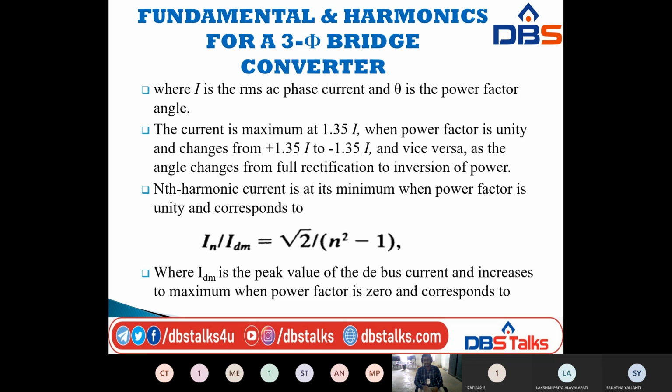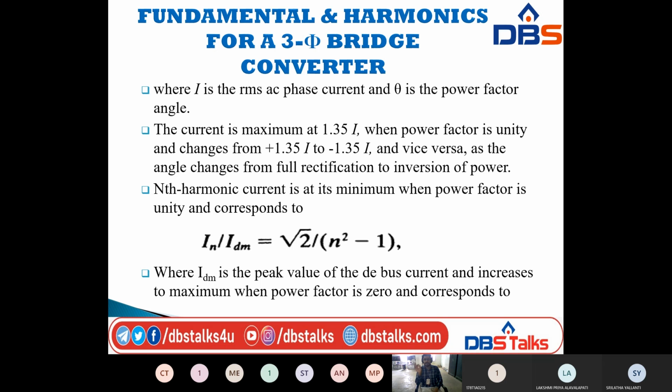When the power factor is unity, it changes from plus 1.35 I to minus 1.35 I and vice versa as the angle changes from full rectification to inversion of power. Actually, the current is maximum at 1.35 into I when the power factor is unity, and changes from plus 1.35 to minus 1.35 and vice versa, as the angle changes from full rectification to the inversion of power.